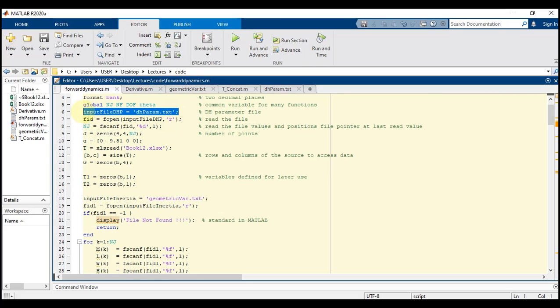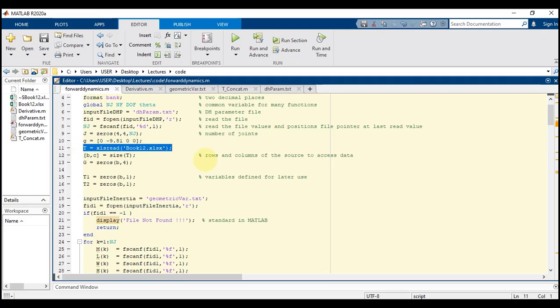After reading this DH parameter file, we perform this operation, fscanf. Fscanf actually reads the file values and positions the file pointer at the last read value. That is, say for example we are reading this text file. It reads the value present in the first row, and next time when we call this function again, it reads the value in the second row. This is the gravity matrix. Gravity is in the negative y direction.